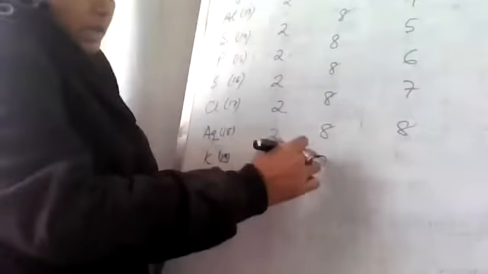2881. अच्छा क्यों ये 2881 आप कैसे बोल रहे हैं बताइए? Why you are telling 2881? What is the reason? Why not 289?